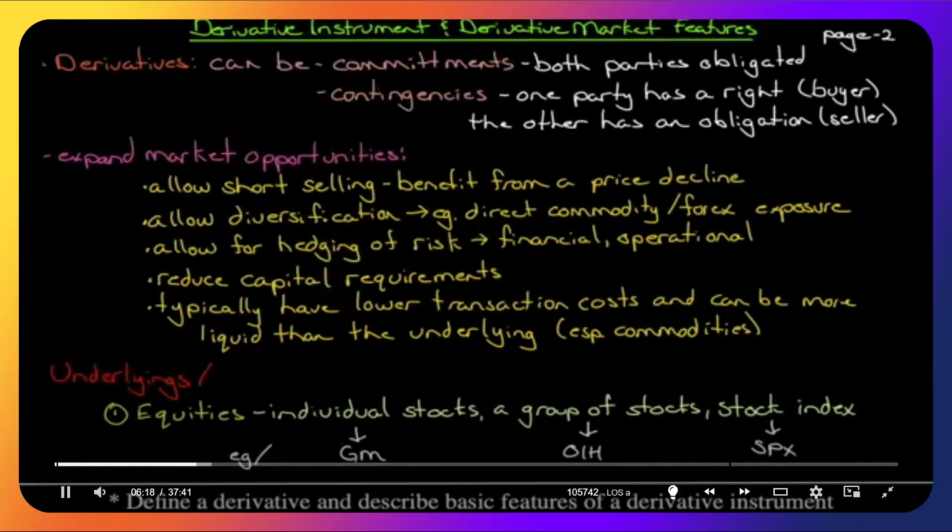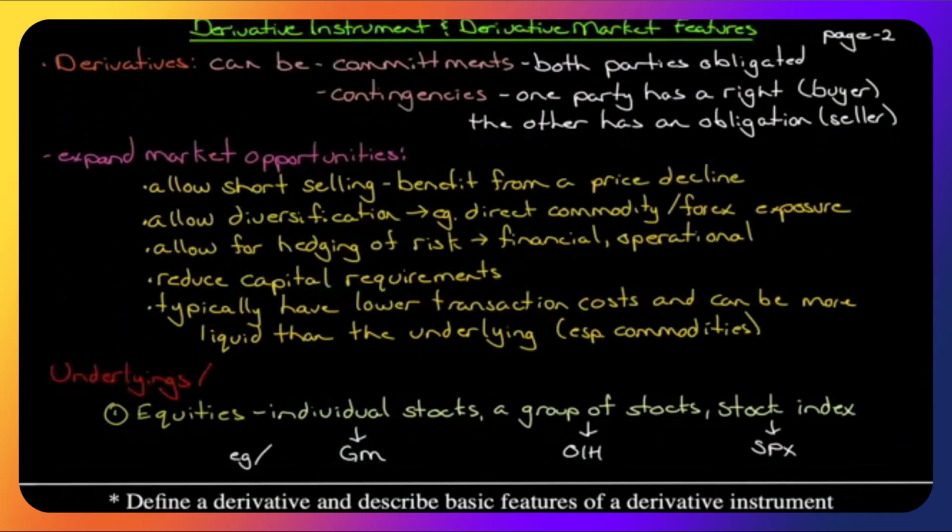So we've said that they are contracts, agreements between two parties. They can be firm commitments or they can be contingencies. So if you and I enter into a contract and you agree to sell me something in the future and I agree to buy that thing in the future, both parties are obligated. You must sell it to me and I must buy it. I don't have the ability to say, you know what, I've changed my mind.